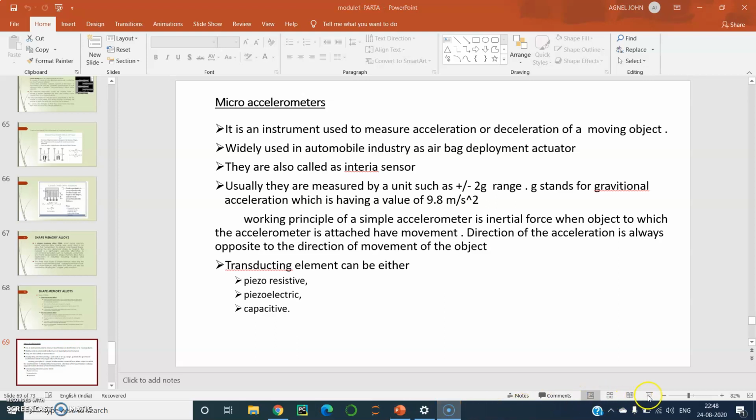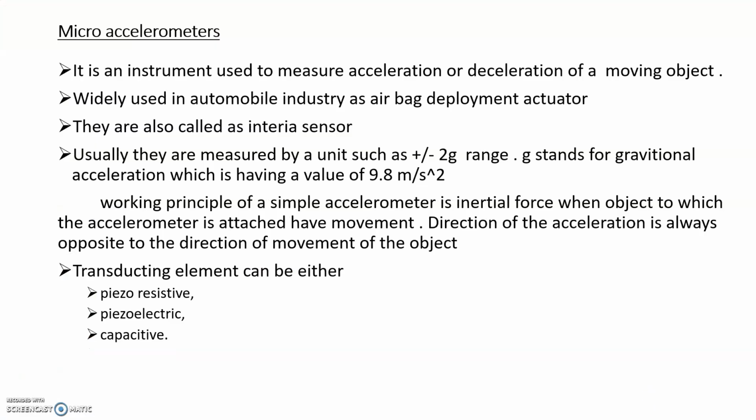Good morning, everyone. Today in this class, we will study about micro accelerometer, and this is one of the applications of micro actuators. Micro accelerometers are commonly used in the automobile industry and also in consumer electronics. As we all know, in the automobile industry, micro accelerometers are commonly used in airbag deployment actuators, and also to ensure the proper functioning of the anti-braking system. We call it ABS.